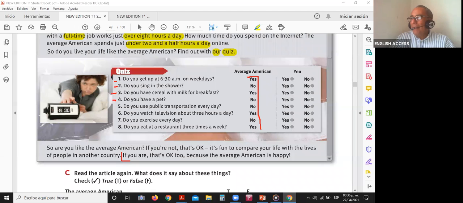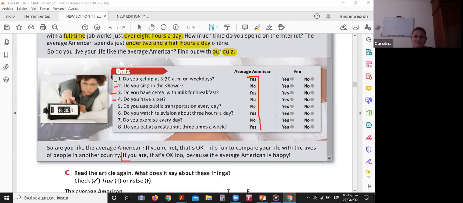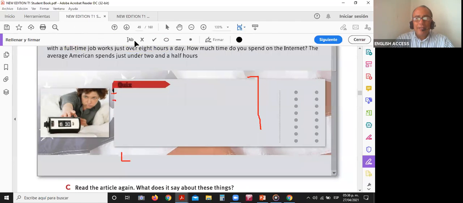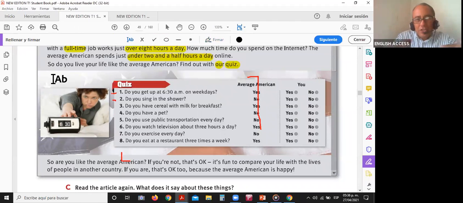Let me look for pecera. How do you say pecera in English? It's a very good question. Fish bowl, yes. Pecera in English, fish bowl. Let me write it down for you. So you can have fish and you feed the fish. Okay, fish bowl, pecera. So if you have fish, maybe you have a fish bowl and you have fish for pets.